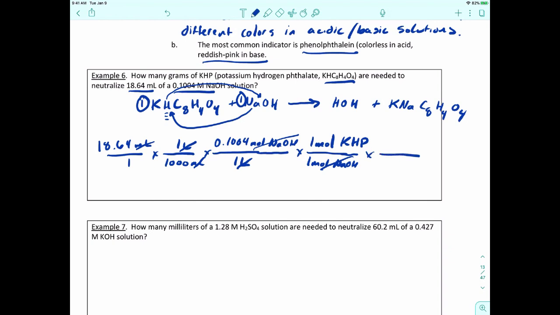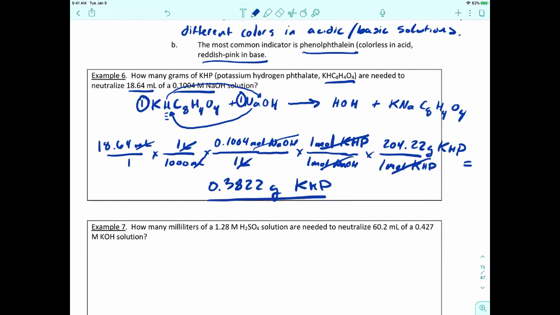Now we have to go from moles of KHP to mass, using the molar mass of KHP. The number I got was 204.22 grams per 1 mole of KHP, so moles cancel out and we've got grams of KHP. So this is 18.64 times 0.1004 times 204.22 divided by 1,000. The number I get is 0.3822 grams of KHP. Now, KHP is a solid. Usually the acids that we're dealing with are solutions, so let's try another one.